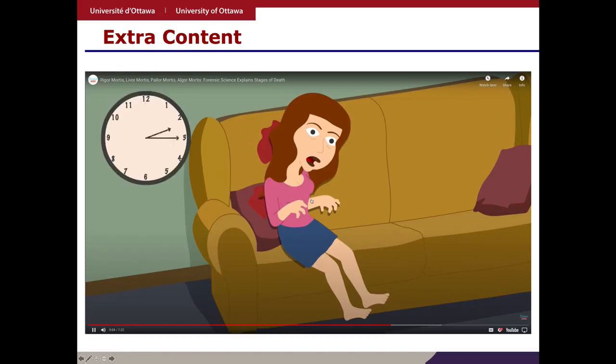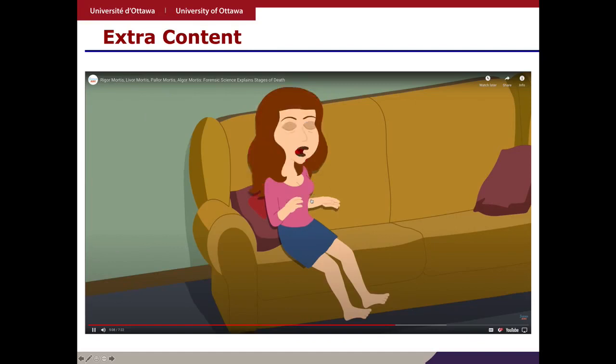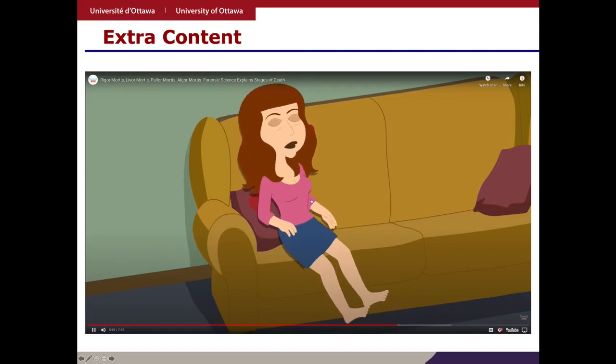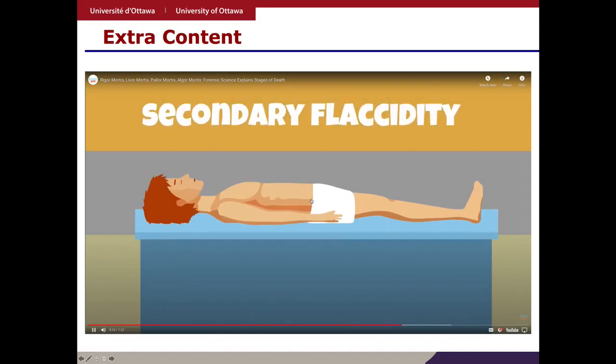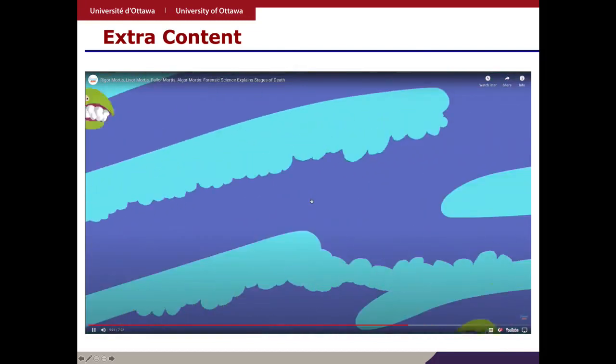Rigor mortis reaches its peak 12 hours post-mortem. After that, the muscles begin to relax in the same order that they began contraction. After rigor mortis comes a second cycle of relaxation called secondary flaccidity, which is due to muscle degeneration. Digestive enzymes break down the proteins in the muscles, including the muscle contracting machinery.